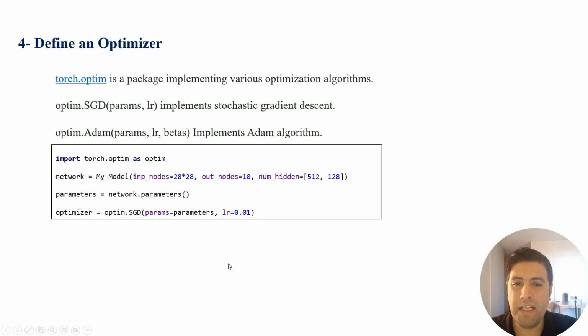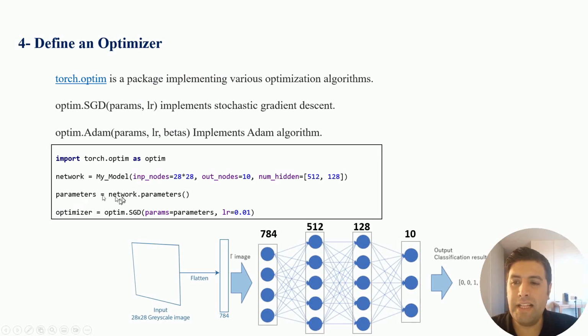Okay, and then I will take the parameters of my network. This is the network object that is constructed from my model class. I will get the parameters by using the parameters method, and then I will use optim.SGD, which is stochastic gradient descent, and I will have 2 input arguments. One of them is params, which I set to the parameters that are extracted here, and then I will use a learning rate equal to something reasonable.